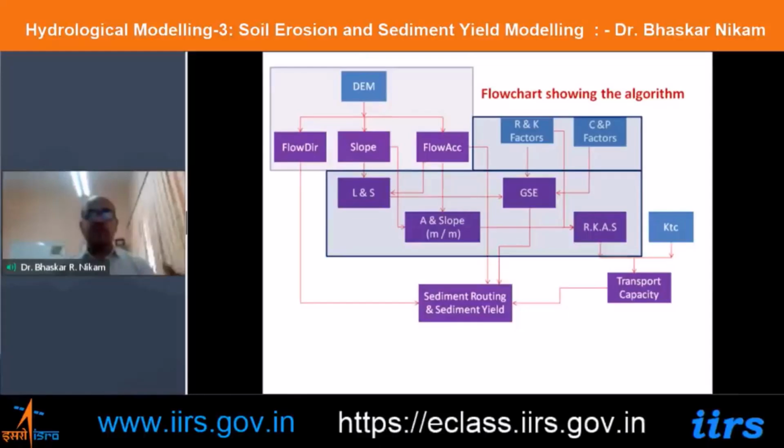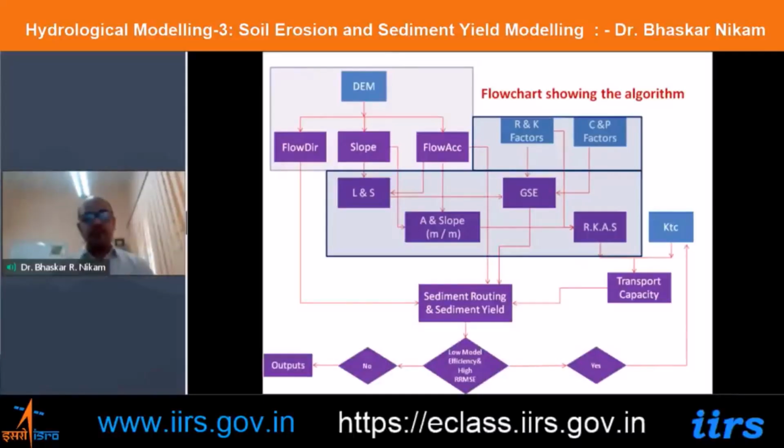We'll compare the soil erosion of each pixel with the transport capacity of each pixel. If erosion is less than transport capacity, the entire eroded soil will be transported to the downstream pixel. If erosion is greater than transport capacity, then only the amount equivalent to the transport capacity will be transported to the downstream pixel.